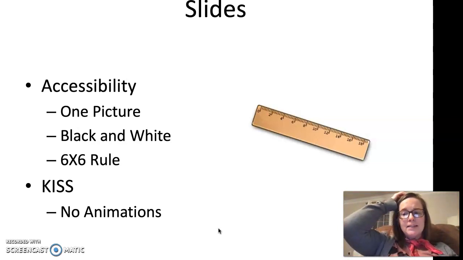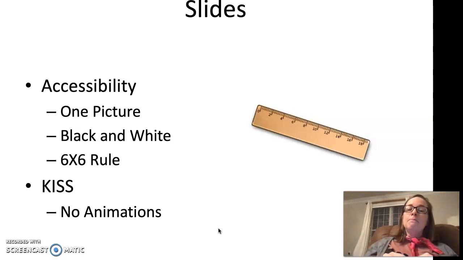The next rule is a 6x6 rule. This literally means no more than 6 lines of text. So you have 6 lines here, right? And no more than 6 words per line. This keeps the amount of text really low, and so your audience stays focused on you, the speaker, listening to what you're saying. We do put a little bit of text on the slide so that if they drift off, they can quickly come back and know where you are in your presentation.